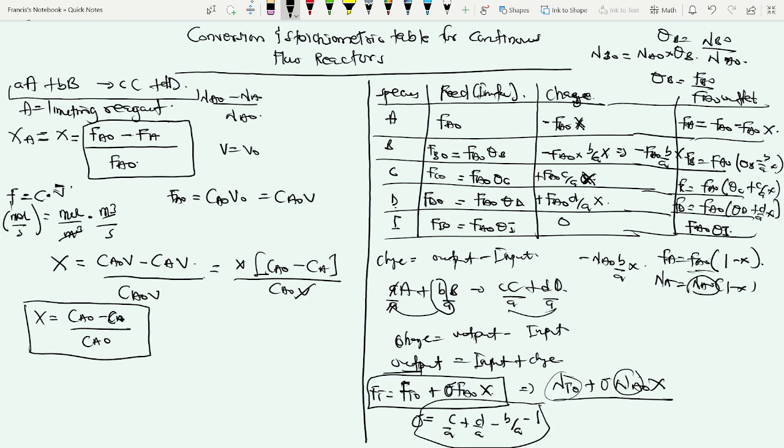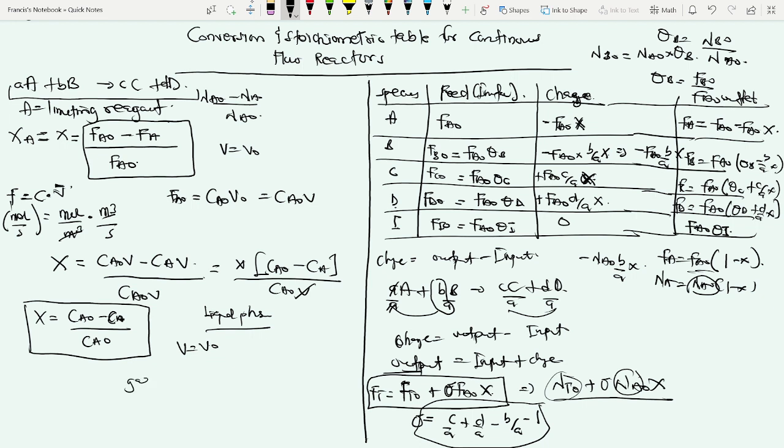So now the only thing we are supposed to know is that for continuous flow reactors, the approach for the stoichiometric table and the conversion is similar to the batch reactors, just that we are considering flow rates for the continuous flow reactors, and then for batch reactors, we are looking at the number of moles. So that's the only difference. So for liquid phase reactions too, the same assumption still holds. V is equal to V naught.